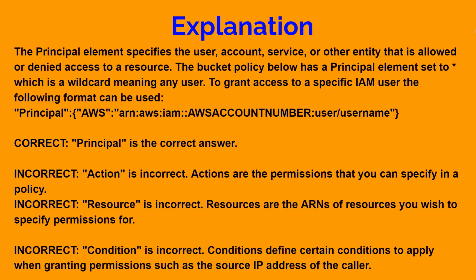Incorrect. Action is incorrect. Actions are the permissions that you can specify in a policy. Incorrect. Resource is incorrect. Resources are the ARNs of resources you wish to specify permissions for. Incorrect. Condition is incorrect. Conditions define certain conditions to apply when granting permissions such as the source IP address of the caller.